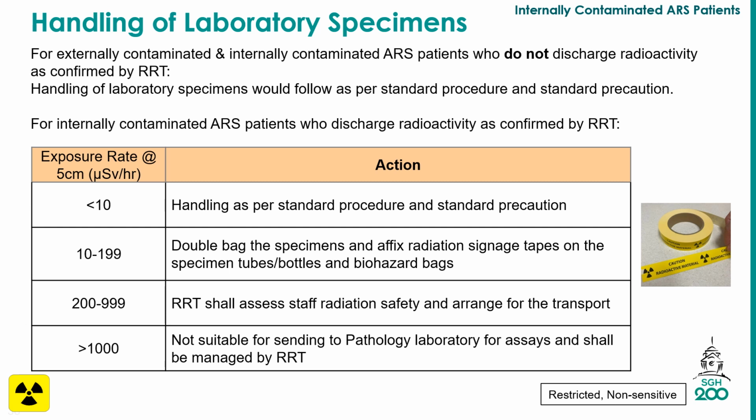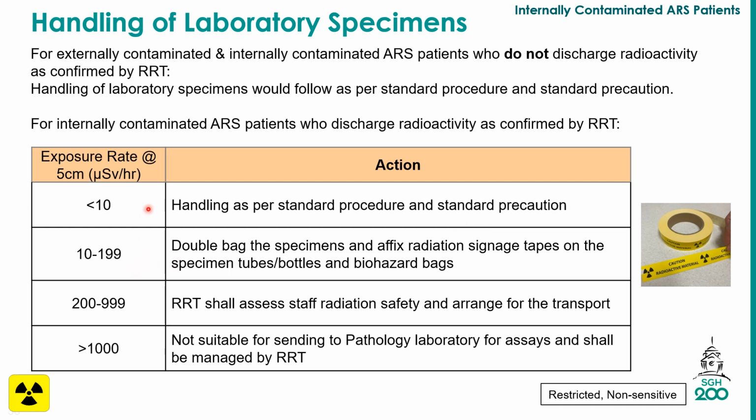For internally contaminated ARS patients who discharge radioactivity, that means their body fluids contain radioactivity, in such a category of ARS patients, again confirmed by our RRT members, they have a little table that will help you here. If the exposure rate at 5 centimeters is less than 10, handling is as per standard procedure and standard precautions, as you send these blood tubes for blood workouts in the pathology department.